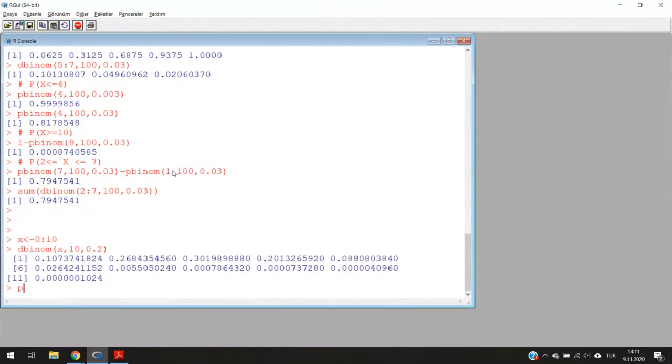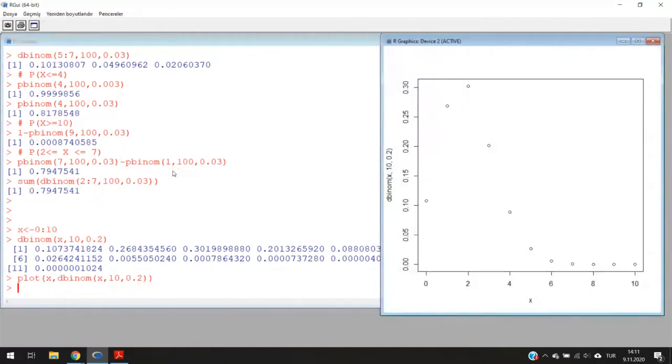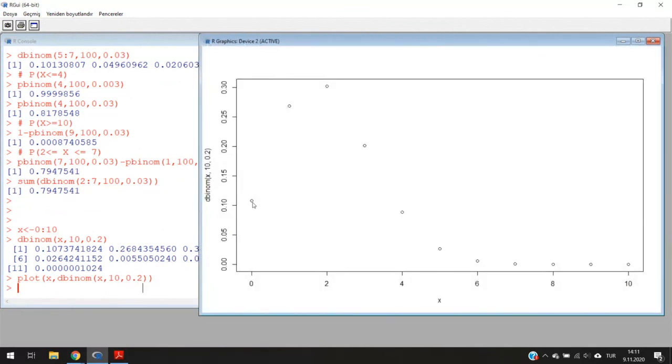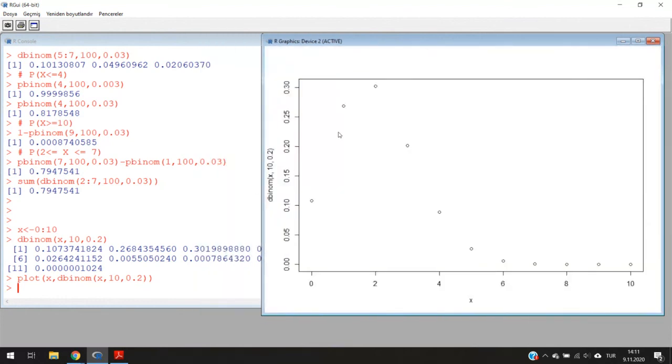So all we need to do is plot this x vector versus the probability mass values for a binomial random variable. Now you see we have the probability mass function. Now the probability mass value at 0 is 0.10 approximately. The probability mass value at 1 is 0.27, it is around here. The probability mass value at 2 is 0.3 approximately, which is here. So we have the plot diagram here.